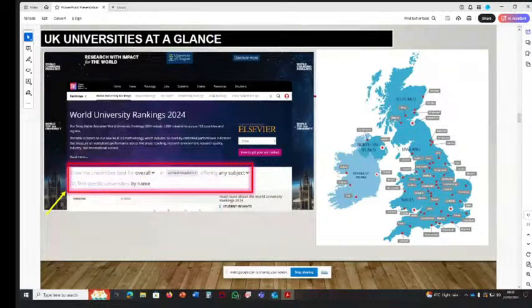And if you don't know about UK universities, this is the map: Scotland, England, Wales, Northern Ireland. As I mentioned, I'm based here in Exeter, but my campus is here. So there is London, Cambridge, Oxford, and all those places. So you can have a look.